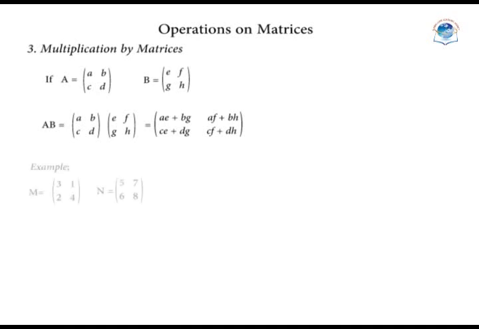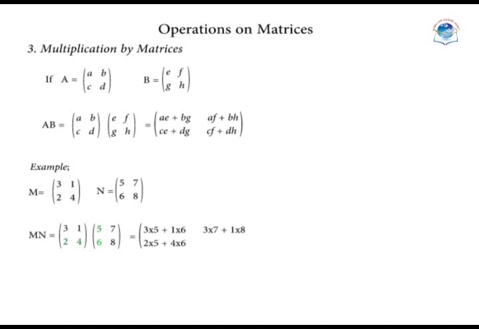For example, if M is equal to 3124 and N is equal to 5768, then MN is equal to 3 times 5 plus 1 times 6, and then 3 times 7 plus 1 times 8, then 2 times 5 plus 4 times 6, and lastly 2 times 7 plus 4 times 8, giving us 21, 29, 34, 46.